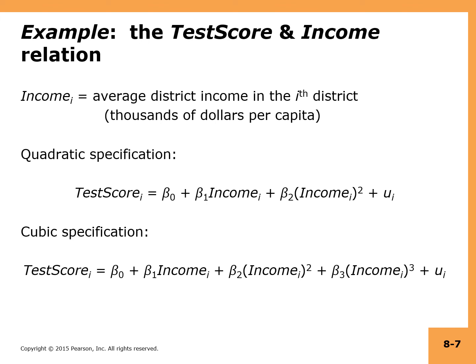So let's go back to our example of looking at the relationship between test score and district income. In this case, the variable income stands for average district income in the ith district, and it's measured in thousands of dollars per capita. We can see which one is better, the quadratic specification or the cubic specification. In the quadratic model, we're including income squared, and in the cubic specification, we're including income squared as well as income to the third.